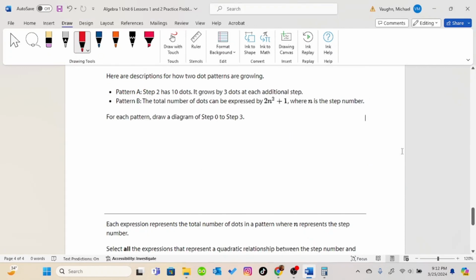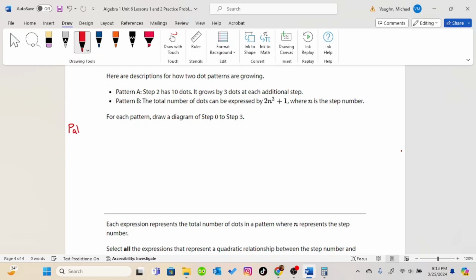Here are descriptions for how 2 dot patterns are growing. Pattern A. Step 2 has 10 dots. It grows by 3 dots at each additional step. Pattern B. The total number of dots can be expressed by 2n squared plus 1, where n is the step number. For each pattern, draw a diagram of step 0 to step 3.